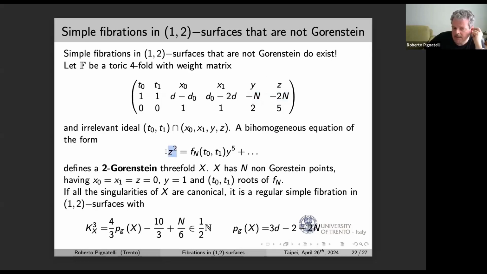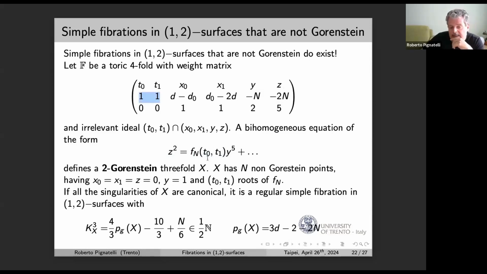So z squared has degree minus 4n 10, and y to the 5th has degree minus 5n 10. Sorry, I'm tired probably, but to get something homogeneous, I have to multiply y to the 5th with a polynomial in T0 of degree capital N.